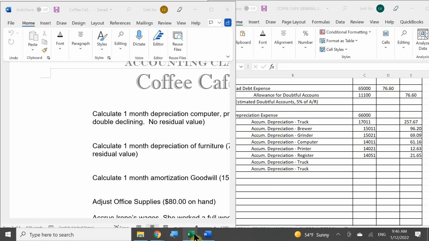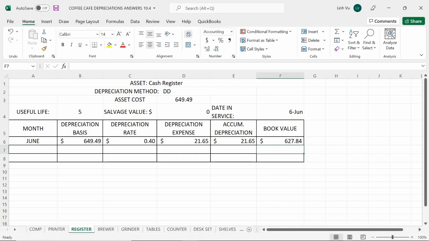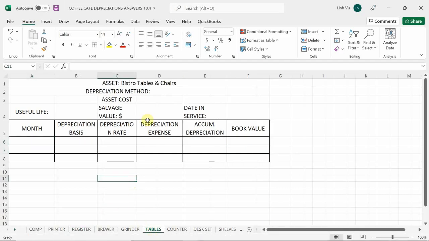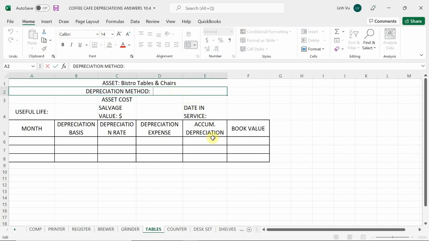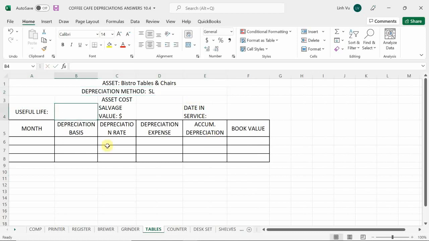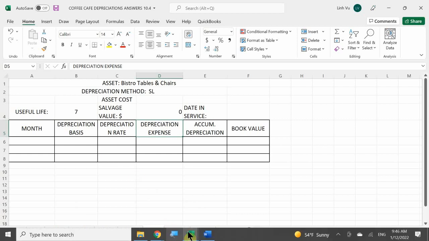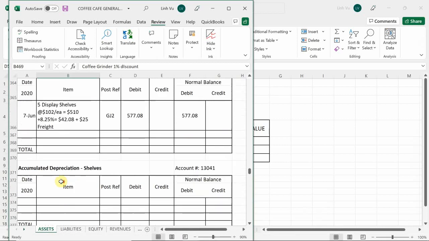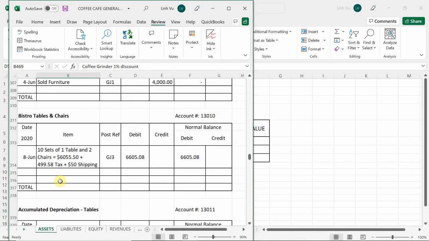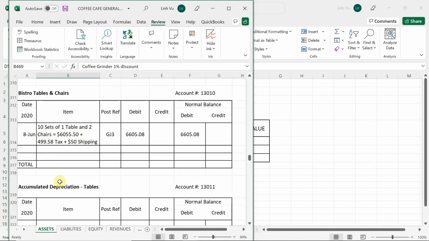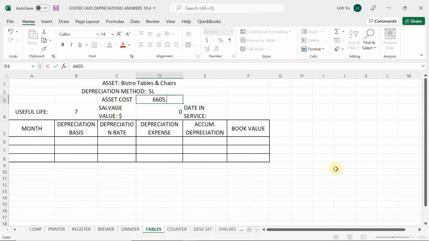Oh, the wrong one here. Okay. So tables, here's tables, right? We're doing straight line. Useful life 7 years. No residual value. Okay, so let's go ahead and determine how much our tables and chairs are worth. So here you go, bistro tables and chairs, $6,605.08.